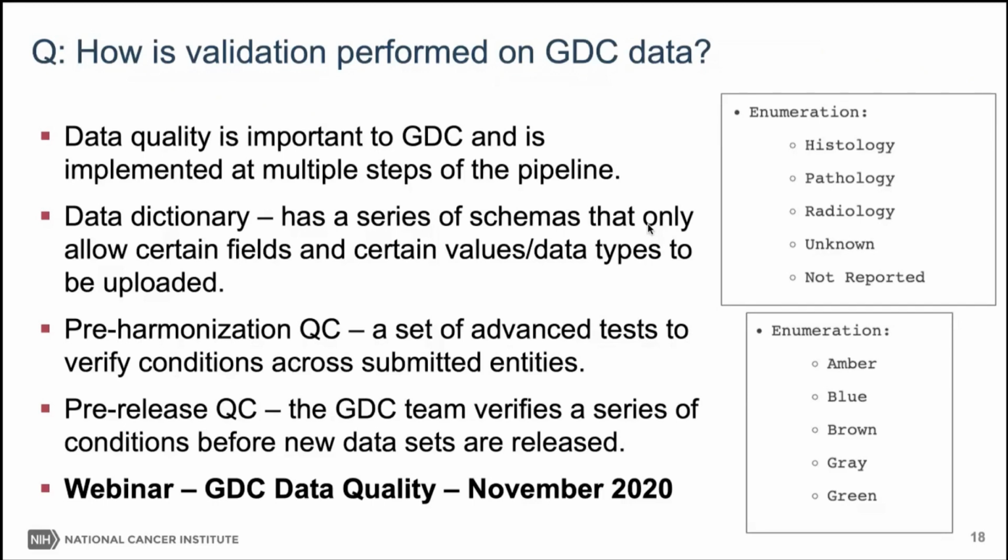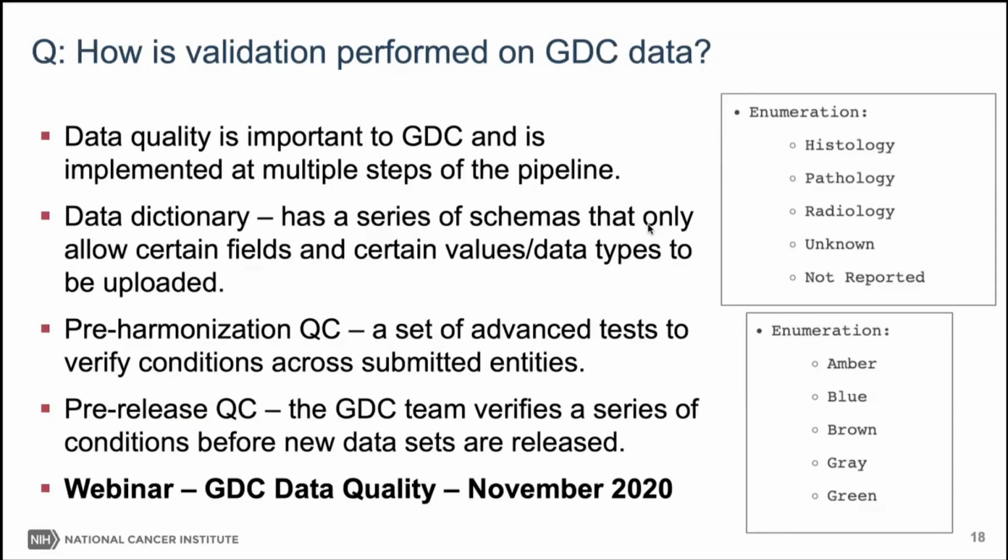The other process that we have is called pre-harmonization QC. These are slightly more advanced tests that go across many different entities to verify the conditions are ready for harmonization. So, for example, if somebody were to submit two FASTQs that are paired end, but both of them have an R1 label, this test would catch that and say these are not ready for harmonization. There should be an R1 and an R2.